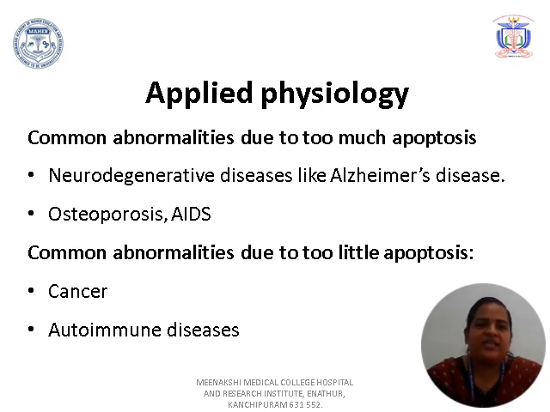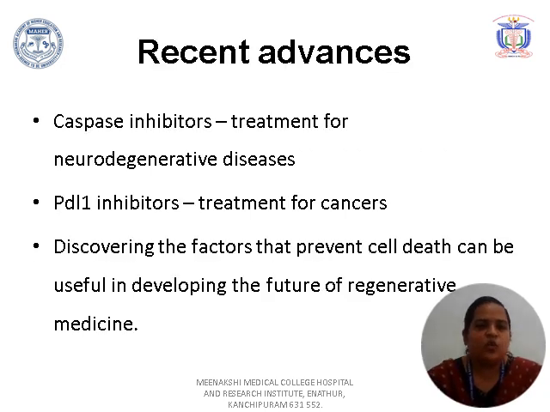Applied aspects. When there is too much apoptosis happening unnecessarily, neurodegenerative diseases can happen, like Alzheimer's, osteoporosis or AIDS. And where there is too little apoptosis happening, unwanted cell growth is seen, and cancers and autoimmune diseases can happen. Recent advances in the field of apoptosis include caspase inhibitors, which can be used as a treatment for neurodegenerative diseases, and programmed death ligand inhibitors, which are used as a treatment for many cancers. A few more are also in development, which forms the future of regenerative medicine.